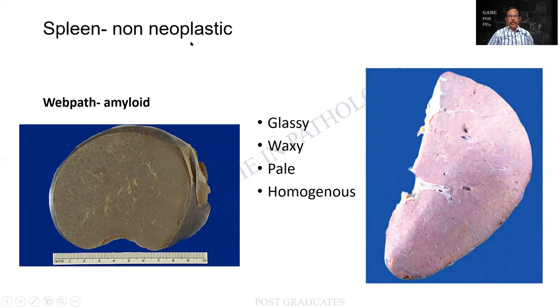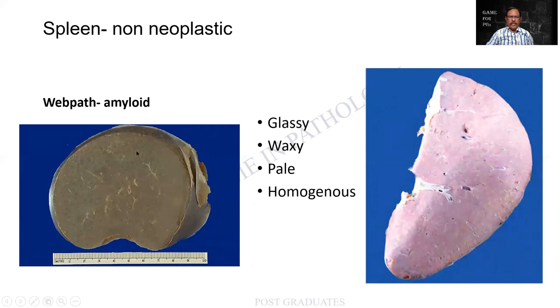Neoplasms and non-neoplasms. These will be the basic subheadings under which we will define the organ pathology. First, we shall see the non-neoplastic lesions of the spleen. As I told you, there is a capsule which is not very adherent, but it is there. And then the parenchyma is homogeneous.